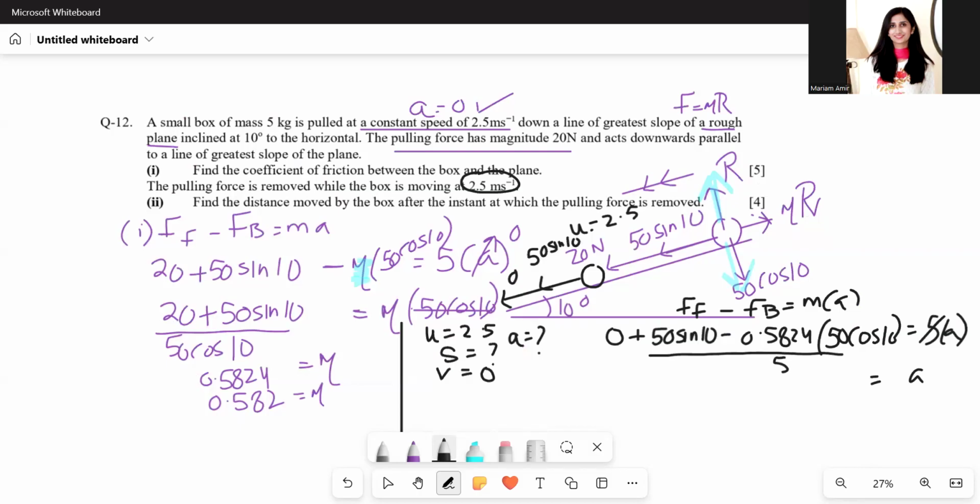And that should get us minus 3.999. So minus 4. Most probably because of a little rounding here, we're getting minus 3.999. Had we used the exact value of mu that we got in the calculator earlier, we would directly get minus 4. Okay, so now we're going to use this acceleration here. It's minus 4.